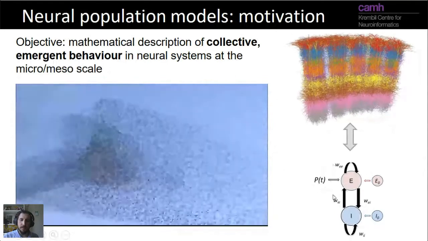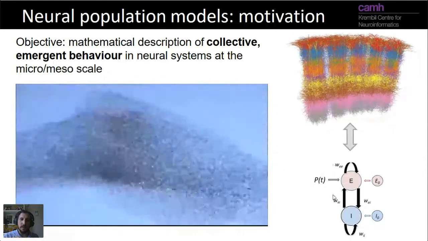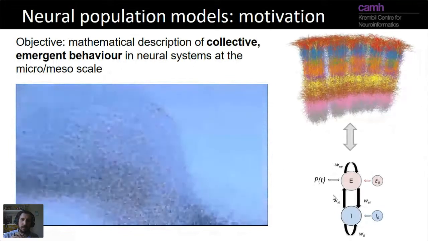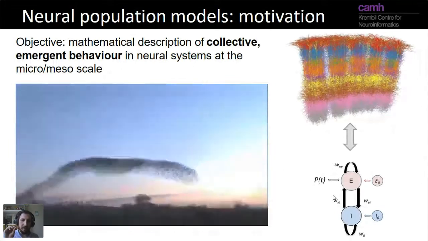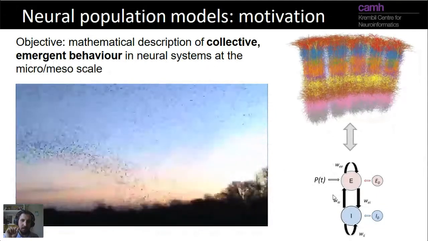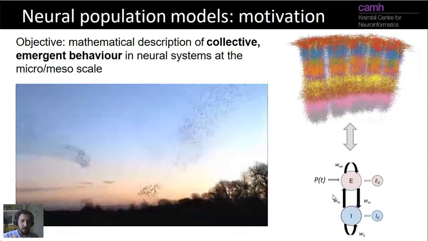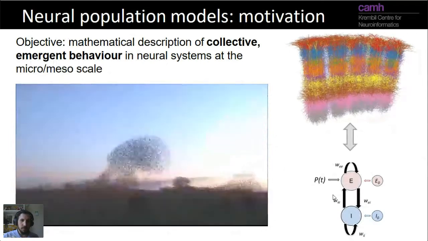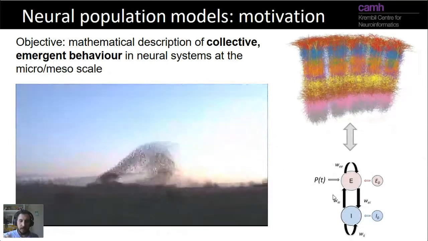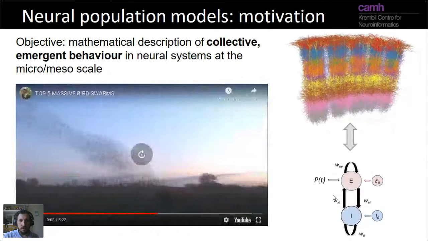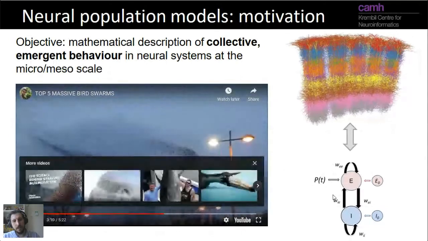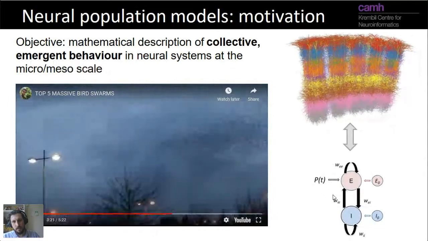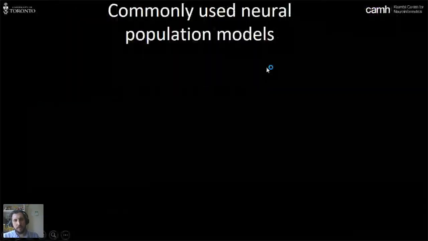We're looking for something like the centroid of these bird flocks, and taking that as our atomic unit, rather than the behavior of the individual birds or the individual cells. So that's part of the motivation and the intuition behind this type of modeling.